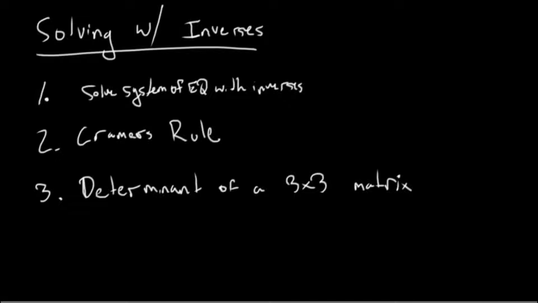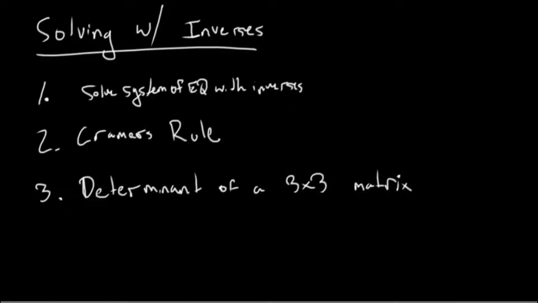In this video, we are going to talk about solving systems of equations using inverses, and in that process, we're also going to talk about Cramer's rule, which involves solutions to a system of equations using determinants. With that said, if we want to solve a system of three equations with three variables, we're going to need to know the determinant for a 3x3 matrix, so we're going to look at that as well. So let's go ahead and get started.